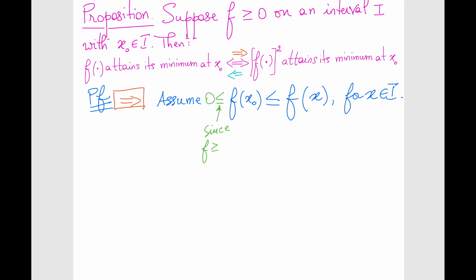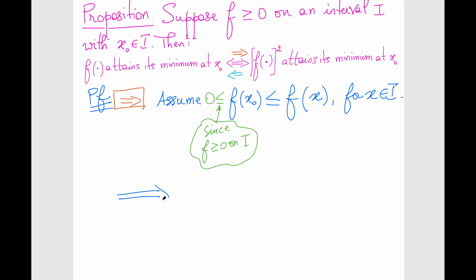Since f is non-negative on I, if you square both sides, what does it mean to square both sides? It means that we apply the squaring function. Since the squaring function is increasing on 0 plus infinity, the inequality sign is not going to change, correct?